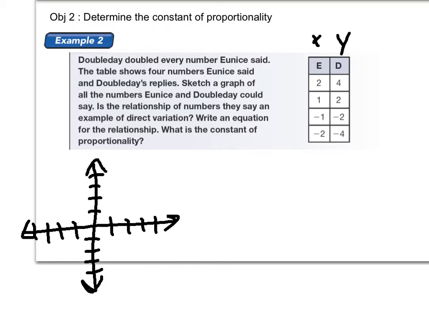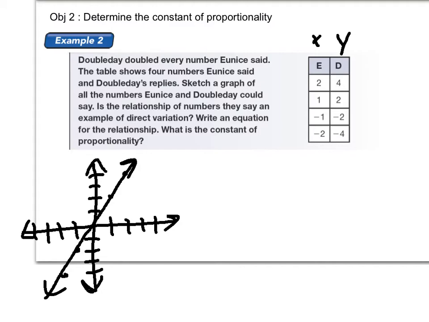Okay? So we're going to the point 2, 4, and we're going to put a dot there. Then we need to go to point 1, 2, and put a dot there. And then negative 1, negative 2, and put a dot there. And then negative 2 and negative 4, and put a dot there. Okay? If I sketch this line here, that's about what it should look like.